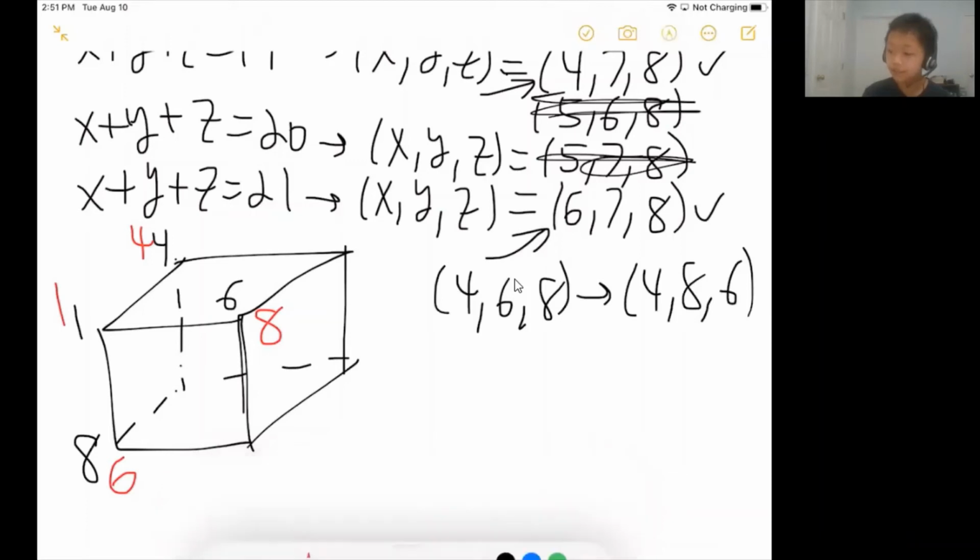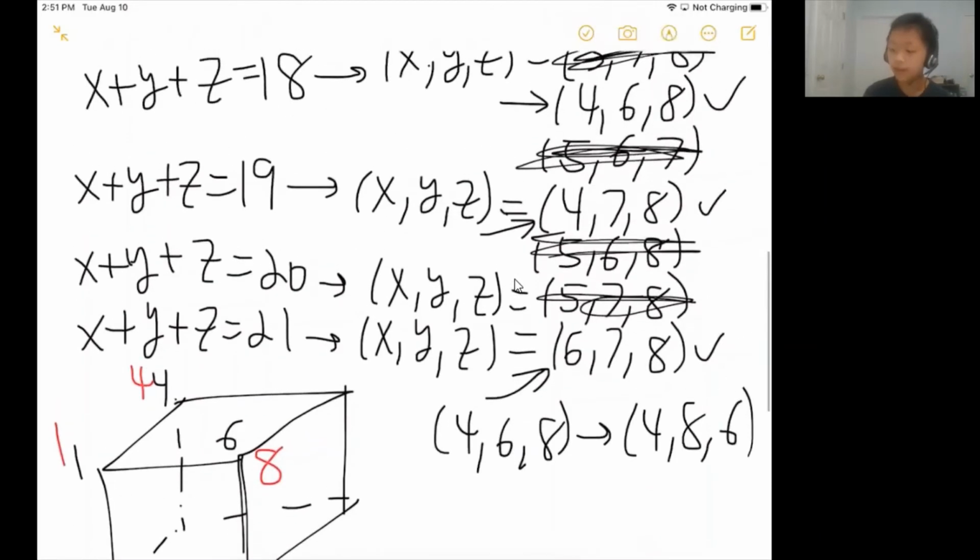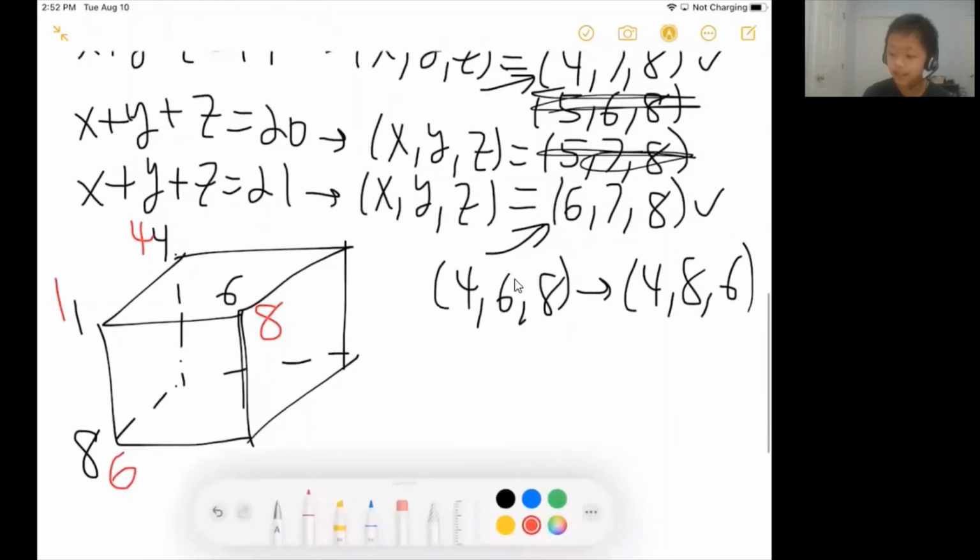And since we have 3 of these, we have 4, 6, 8, 4, 7, 8, and 6, 7, 8. That's 3 possibilities. And for each one, there are 2 ways to generate a new triple. So you would do 3 times 2, and you would get 6 as your final answer.